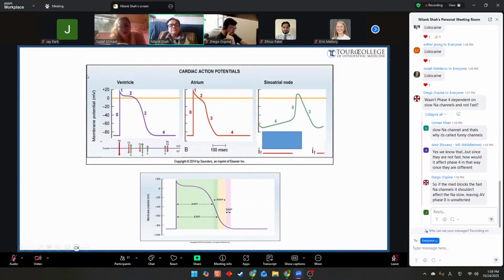Very good. Why? Because the SA and AV nodes slow down. Say that again. Because the SA and AV node is slowed down. Yeah, but what is the mechanism? The electrical ionic channel basis of that.